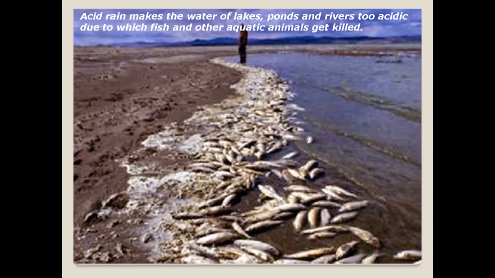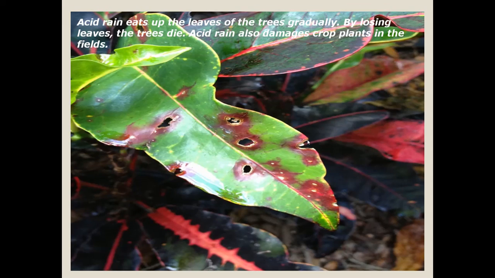Here in this image you can see the havoc caused by acid rain. Acid rain makes the water of lakes, ponds and rivers too acidic, due to which fish and other aquatic animals get killed. Fishes cannot survive when the water becomes too acidic. If the rain falls into a pond that contains a lot of fish, the water also turns acidic and the fishes cannot survive. So they die. So it is very harmful to aquatic animals.